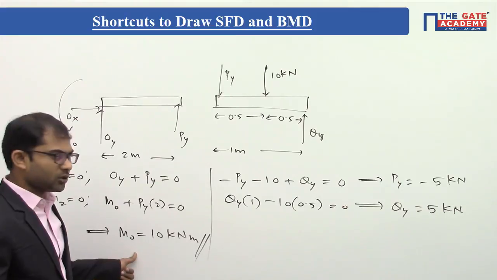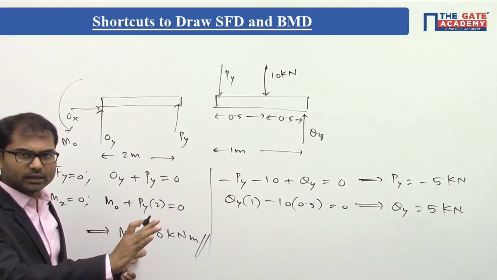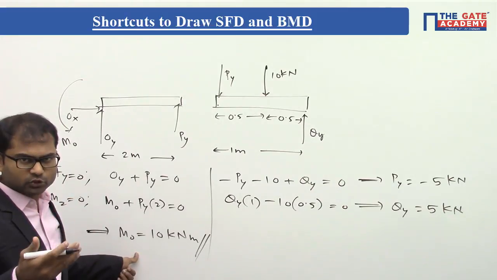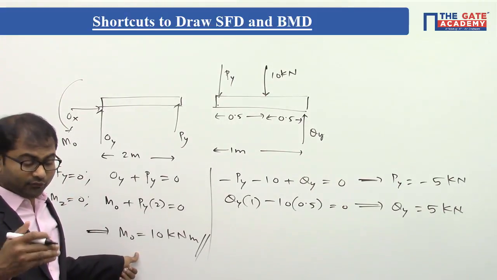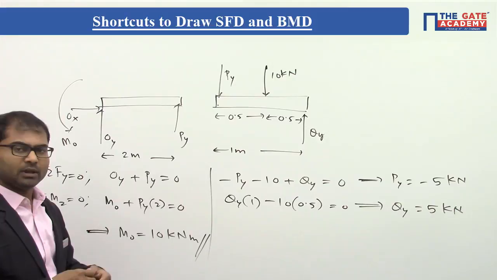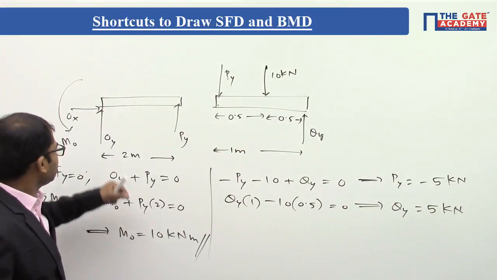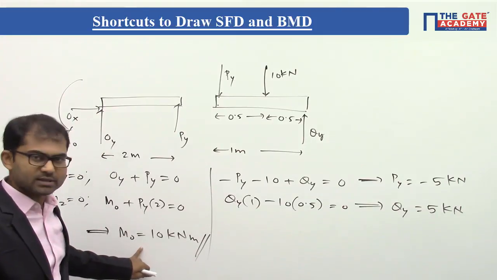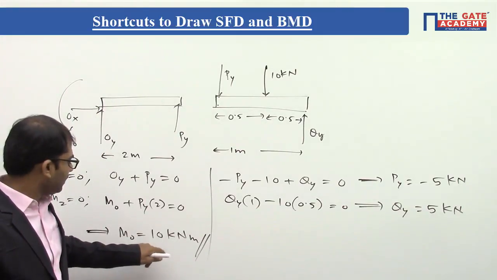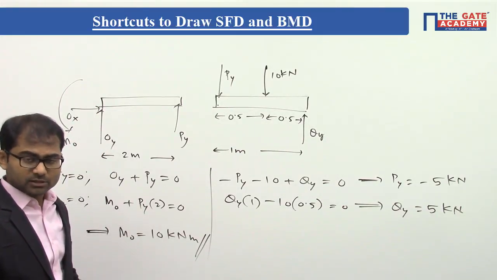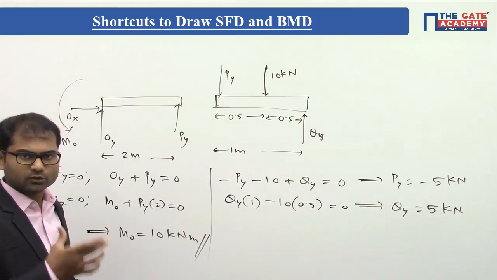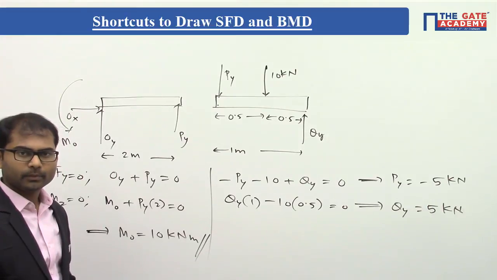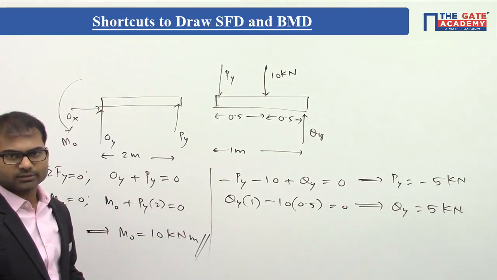Once you got the value of M naught, you don't need to draw the bending moment diagram. If you do not know the shortcut, then you might be forced to follow the conventional method of drawing the bending moment diagram. But eventually understand that the bending moment value at this location will be equal to M naught itself. If you go with the conventional method, you will be wasting your time. So kindly remember this particular shortcut. Let's go into the other shortcuts.